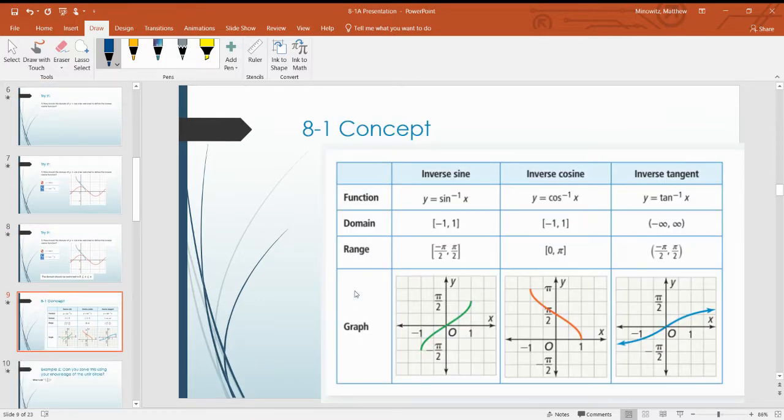So we could also restrict inverse tangent, but we'll talk about that another time. So if we're dealing with sine, the outputs are going to be from negative pi over 2 to pi over 2 for inverse sine. And if we're dealing with inverse cosine, your values are going to be between 0 and pi.